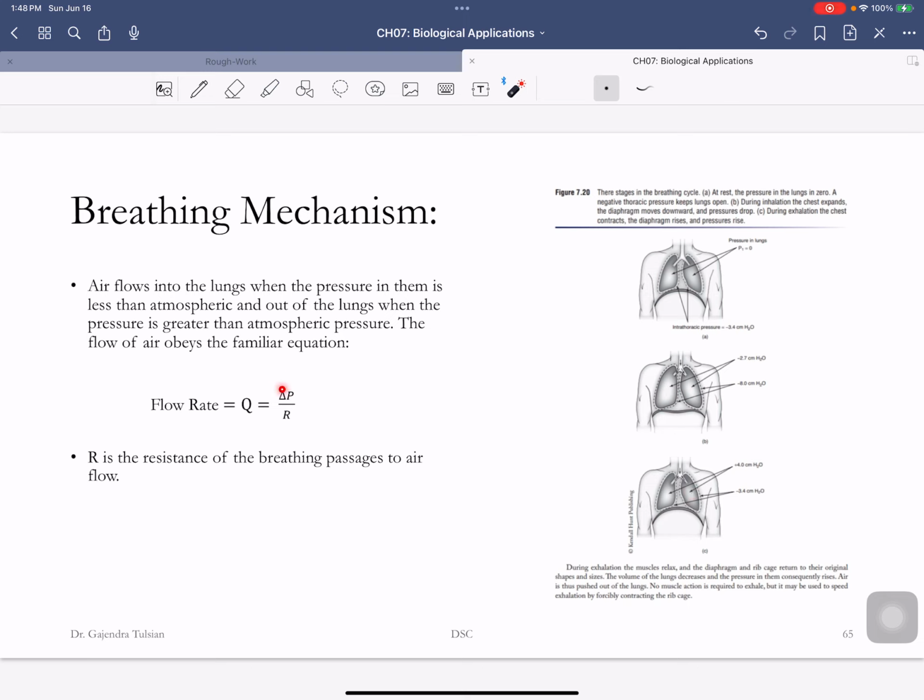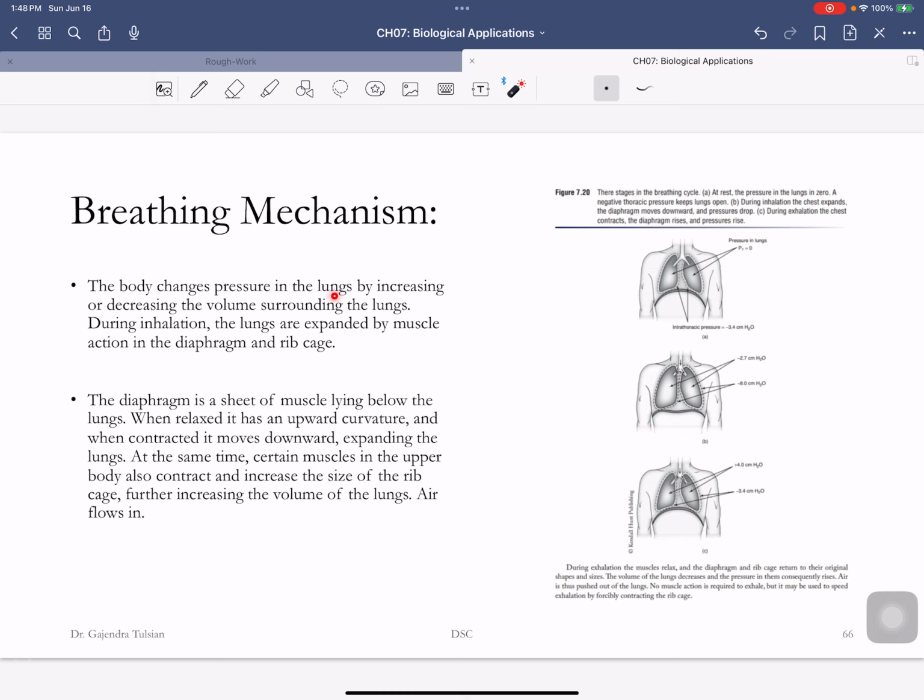Again, flow rate is proportional to the pressure difference divided by the resistance. So in this case, the pressure difference is 2.7 centimeters. Outside pressure is higher than the pressure inside the alveoli by that much, and air flows in. And when you're exhaling, this pressure is higher than the atmospheric pressure by that much. Okay, and air flows out.